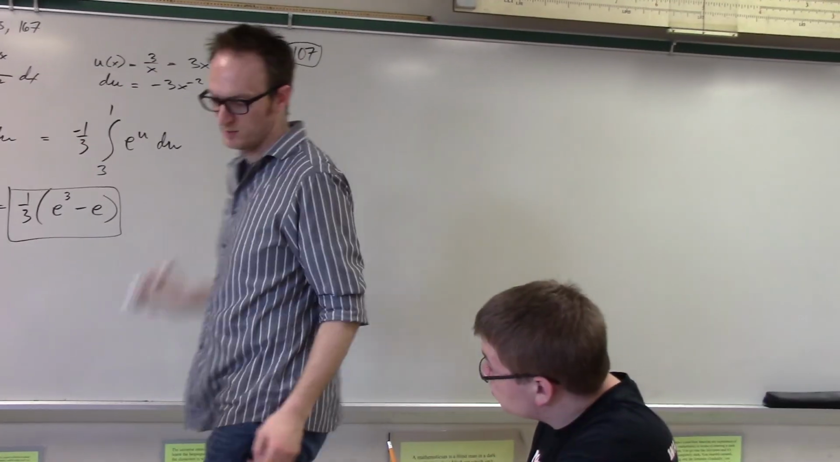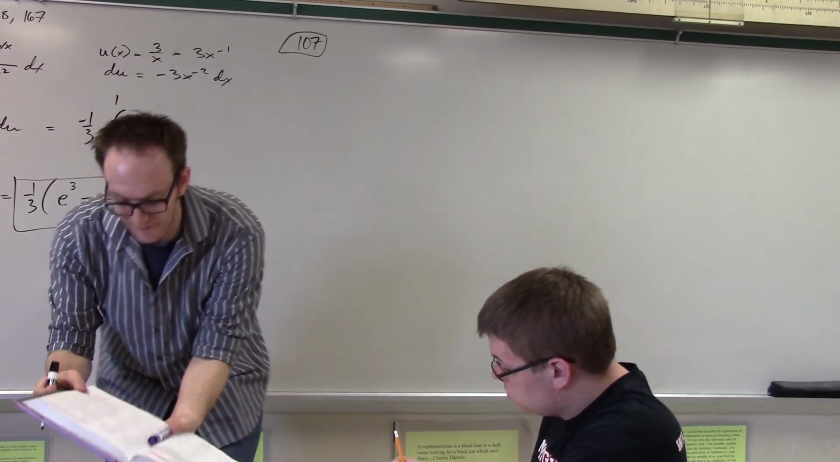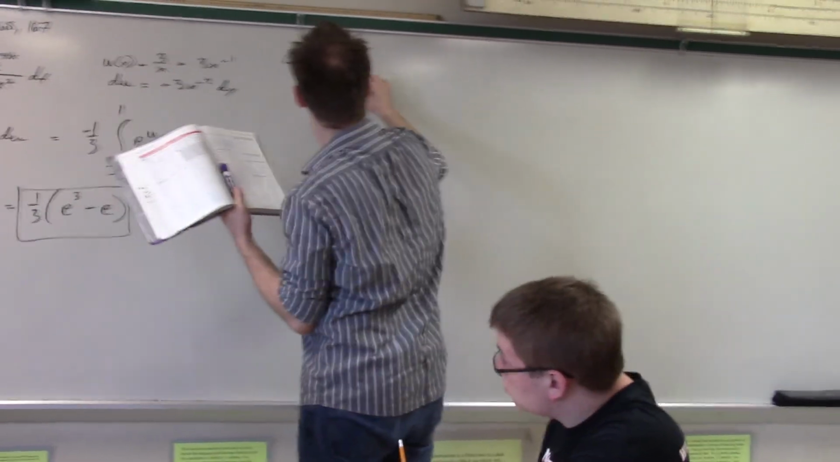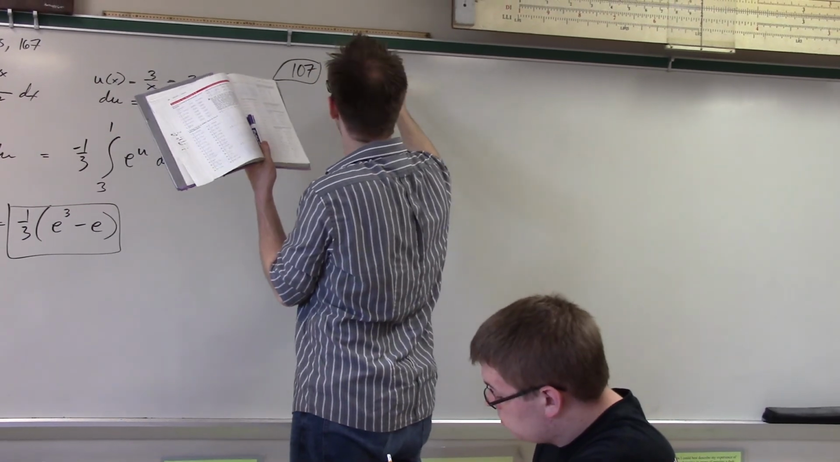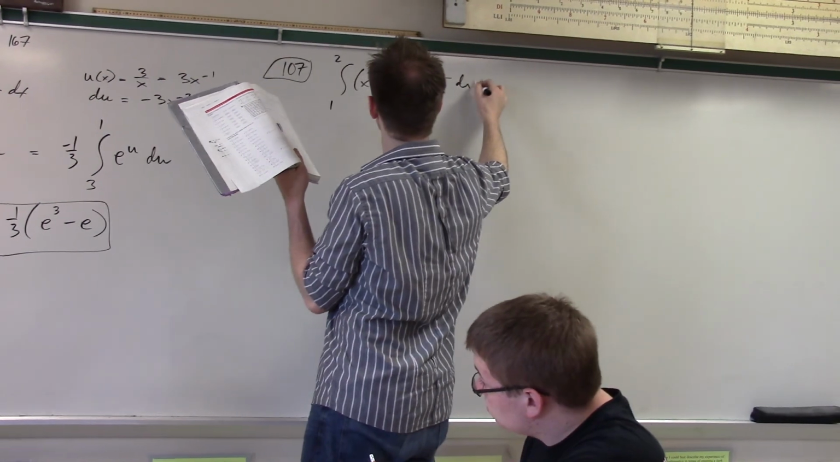107. Someone asked about 103. Miriam, does that make sense now? Oh, yeah. Okay, cool. 107 was kind of tricky. This is the integral from 1 to 2 of (x minus 1) root (2 minus x) dx.